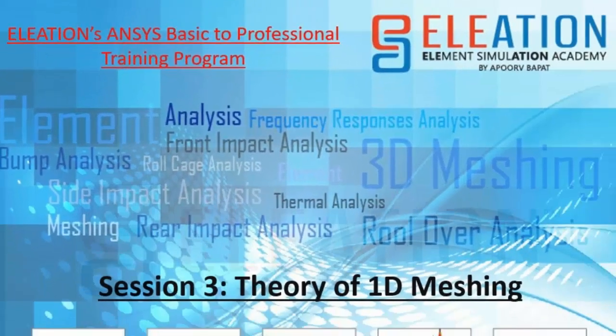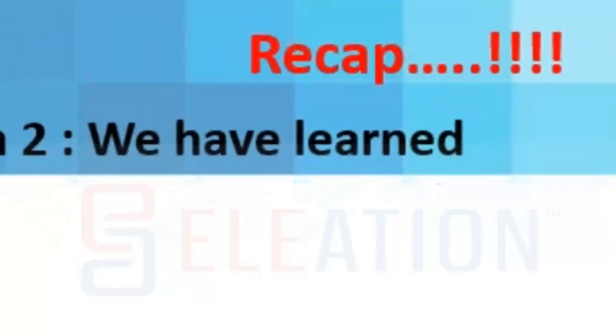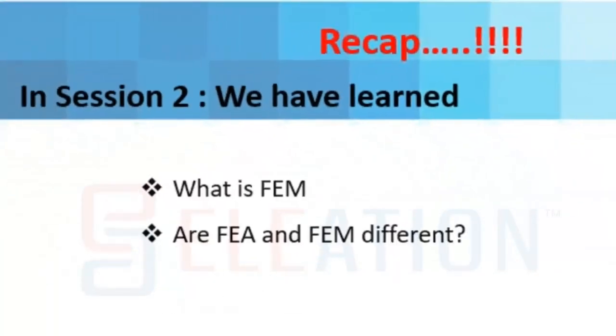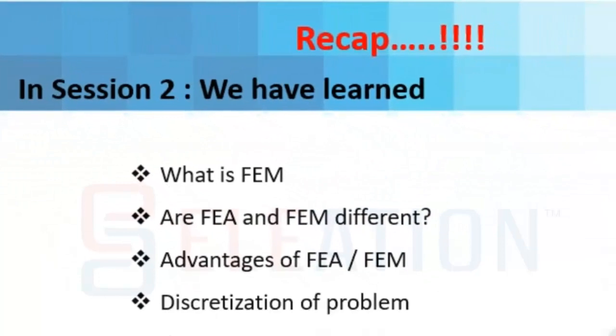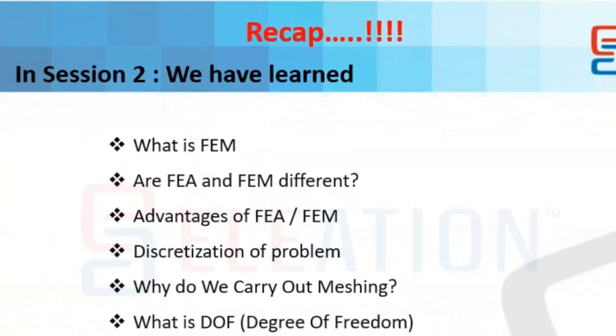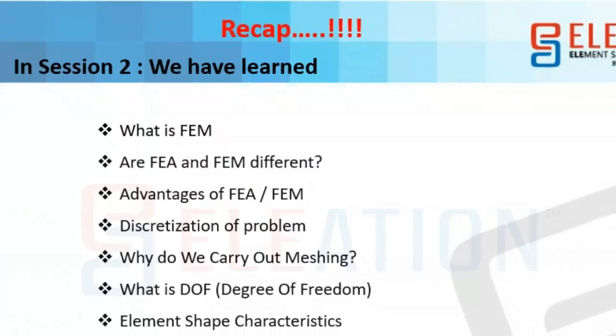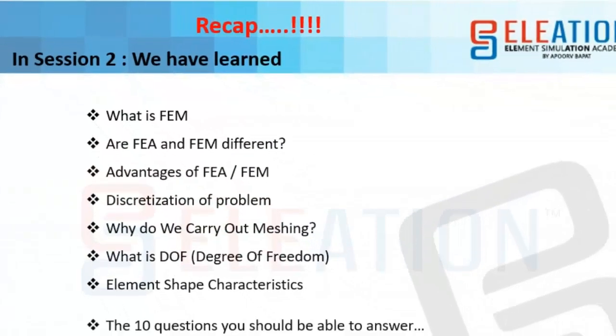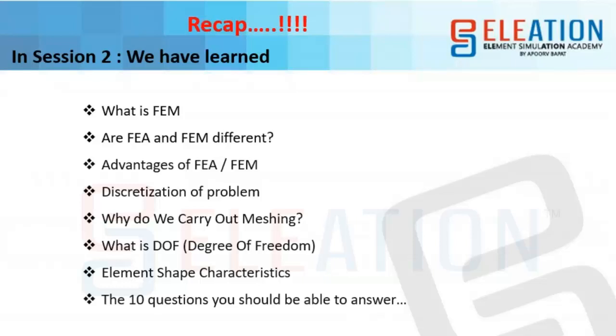In session 3, we are going to cover theory of 1D meshing. So we'll start with a recap. In session 2, we have learned what is FEM, how FEA and FEM are different, advantages of FEA and FEM, discretization of problem, why we carry out meshing, what is degree of freedom, element shapes and its characteristics, 10 questions you should be able to answer.